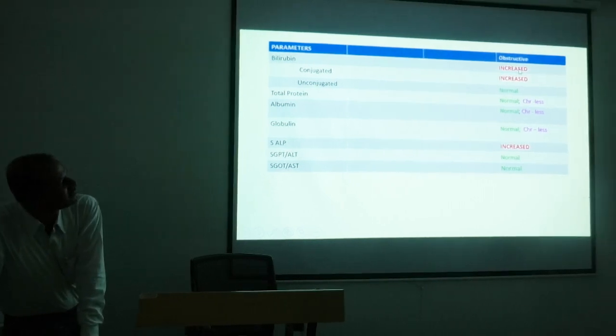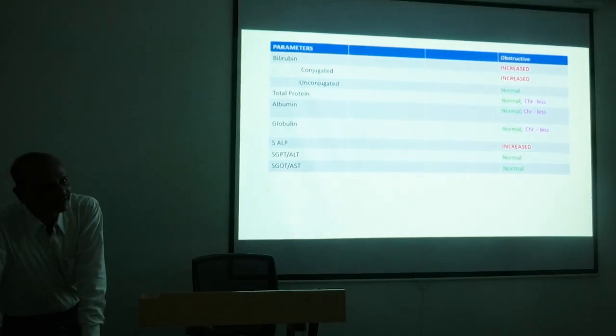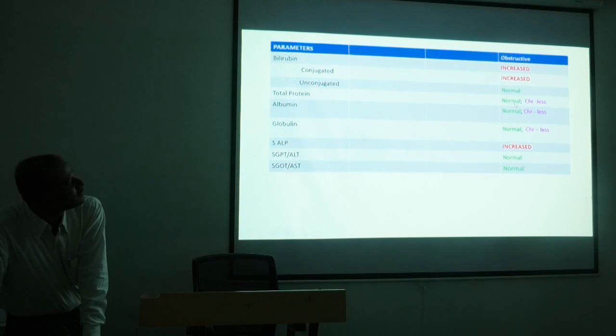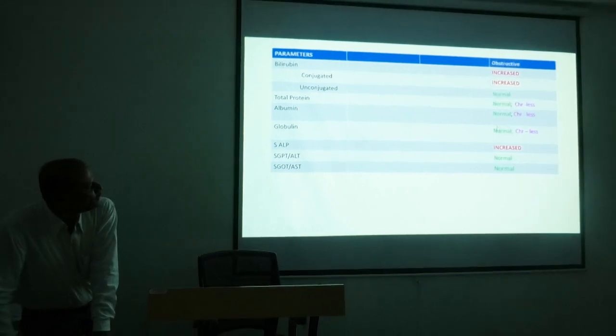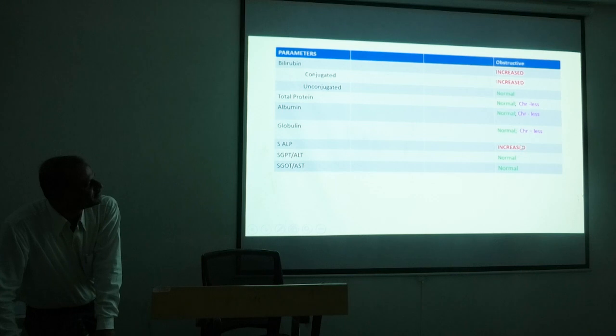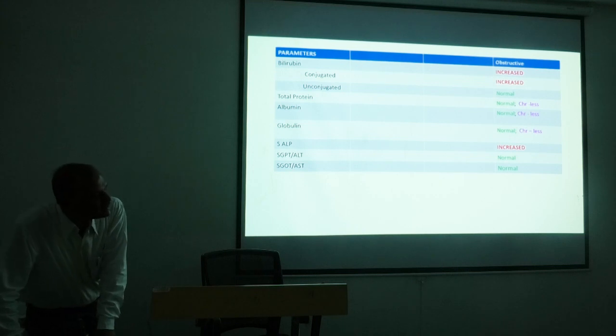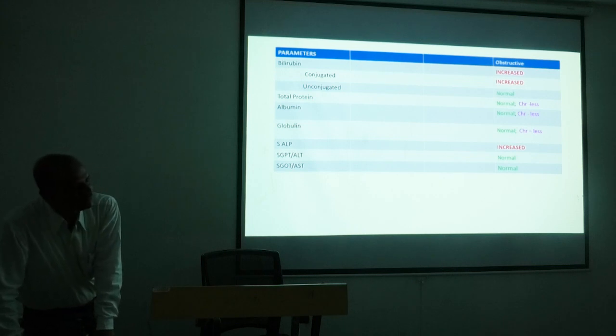Remember, in obstruction the conjugated part will be increased. The unconjugated part remains normal. Total will be normal, all will be normal, ALP will be increased. Remember, the marker of obstruction is ALP, not ALT. The marker of liver damage is ALT. A single investigation required is ALT.